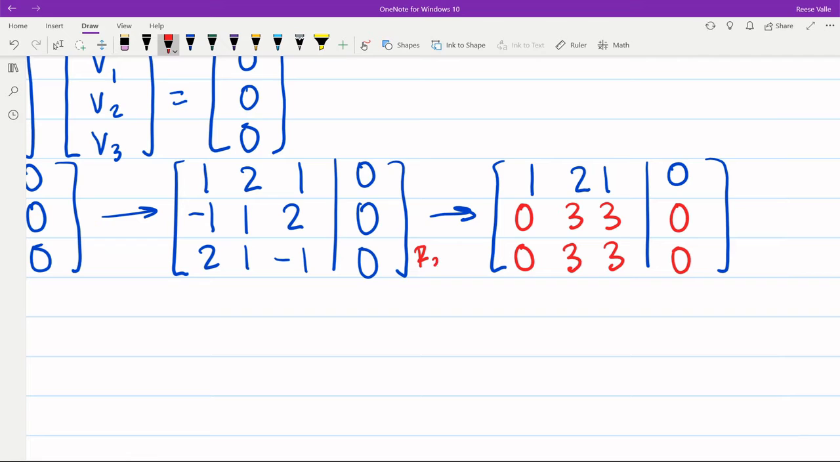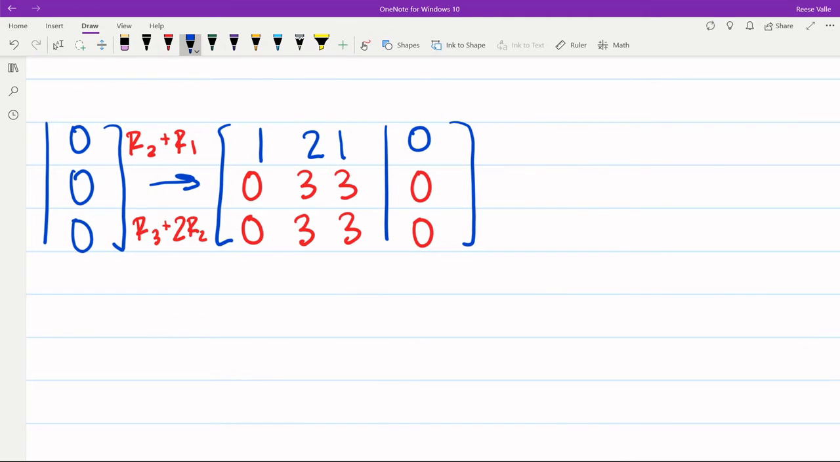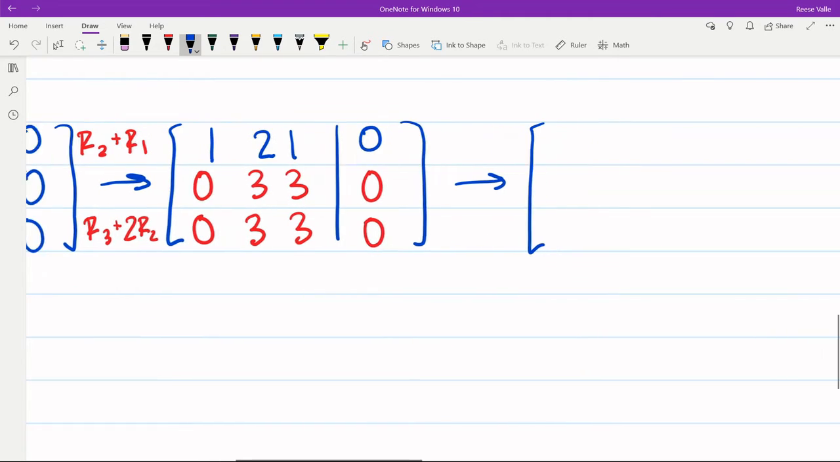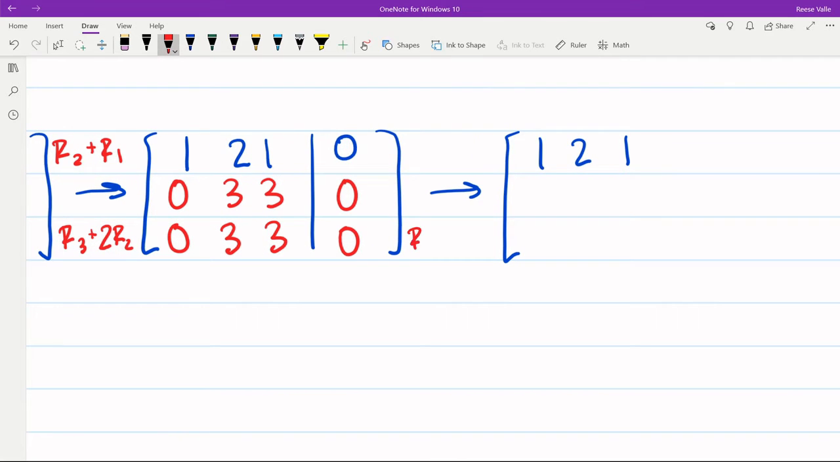So row 3 plus 2 row 2, and then row 2 plus row 1. There we go. And then you can see, obviously, that the second term could cancel out the third one. So 1, 2, 1. And then row 3 minus row 2, and then row 2 divided by 3. We're going to do that there. So 0, 1, 1, 0, 0, 0.